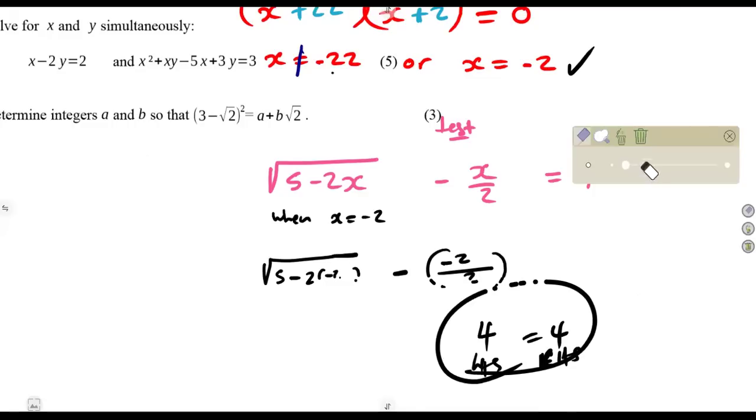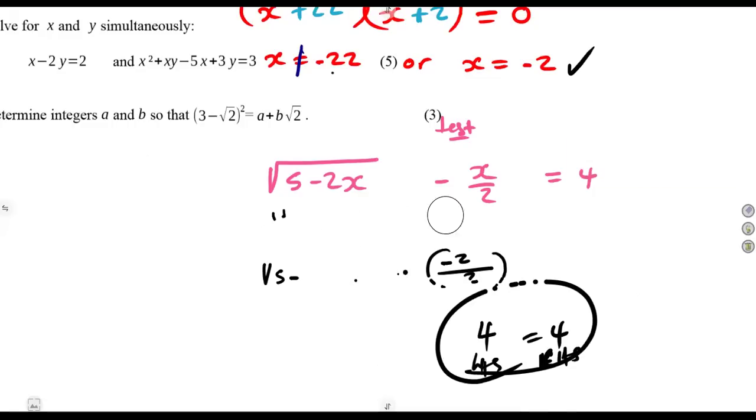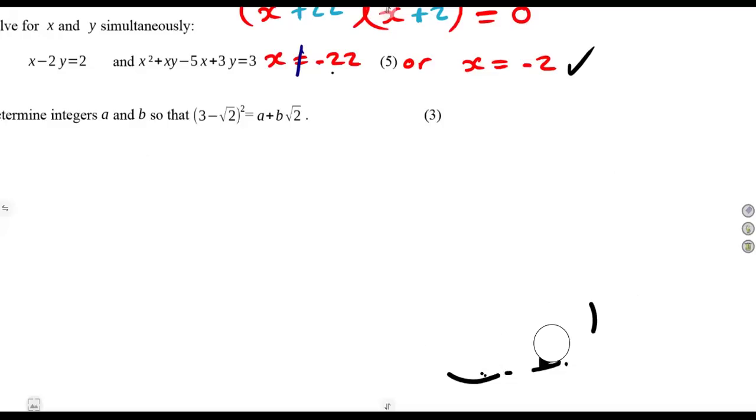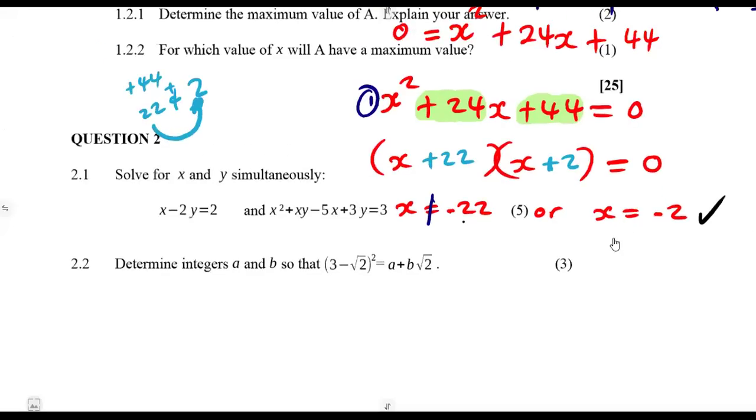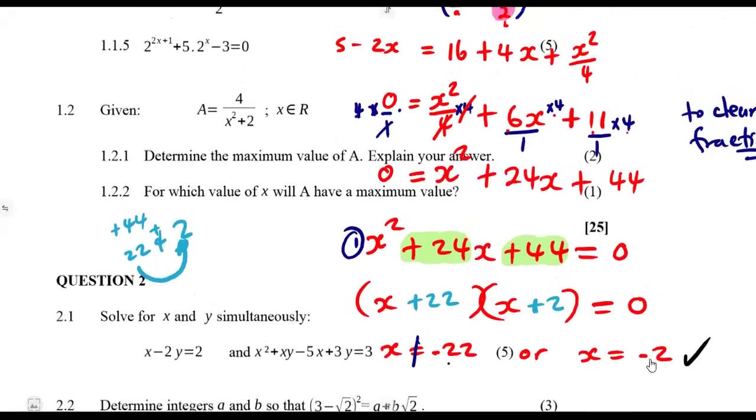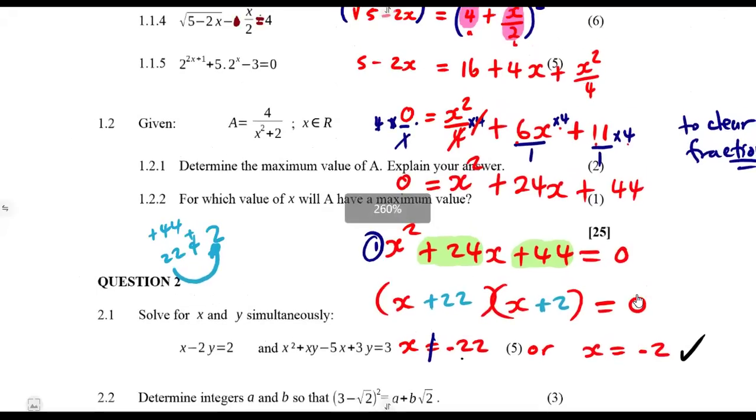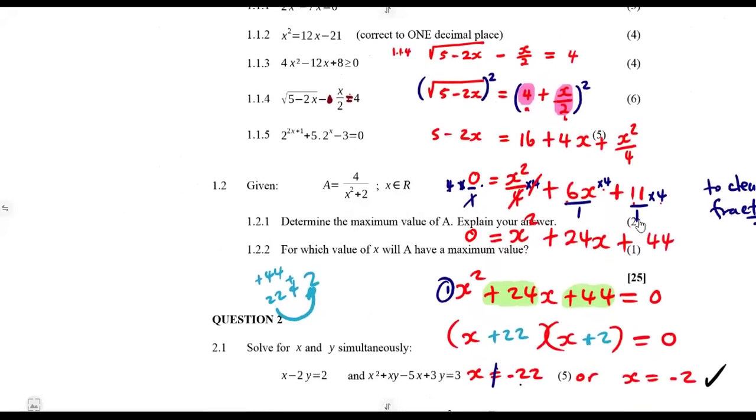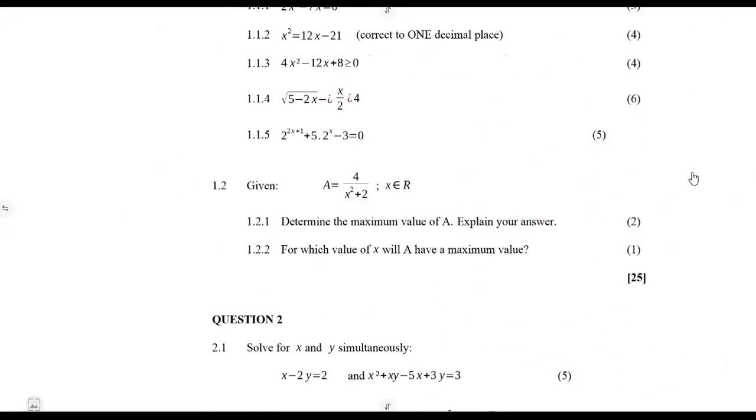You must test this before you just conclude that these are the solutions that I'm having. These are the x values. Test those values. So x cannot be equal to minus 22, but x is equal to negative 2. Just like that. These are the typical questions, guys. Make sure you go through your question papers before the tests that you are going to have in March.